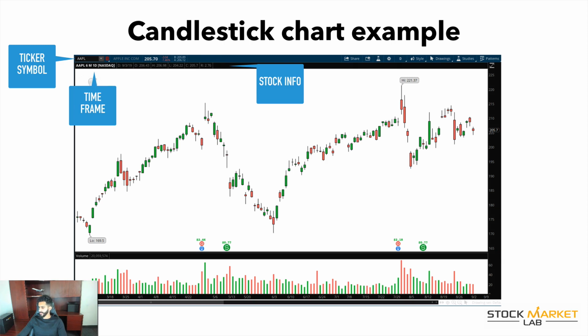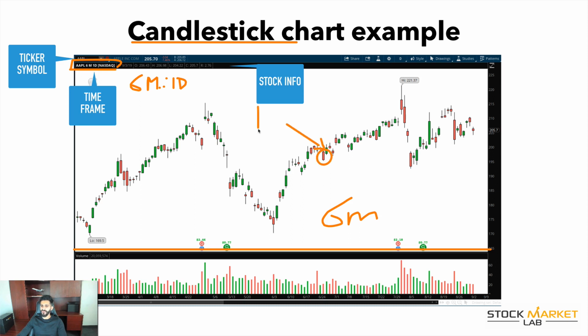Next, we have time frame. As I mentioned in the slide before, you can select what time frame you want to look at. In this example, we are looking at stock Apple, AAPL, 6M1D. What does that mean? That means we have information here for the stock's price chart for 6 months, and each one of these candlesticks that you see with the green and the red represents information for 1 day. This is a 6-month, 1-day chart.